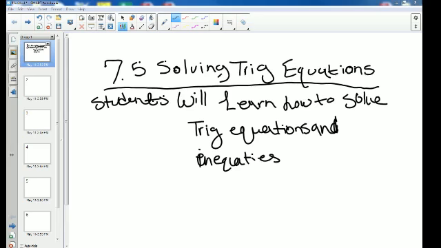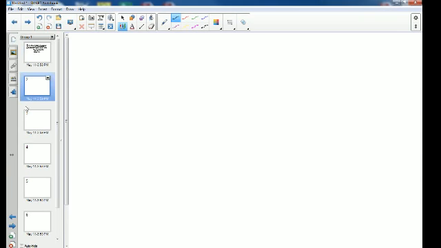Trig equations and inequalities. So far you've learned sine, cosine, and tangent, radians, degrees, and the unit circle, and also the inverses of sine, cosine, and tangent, and cosecant, secant, and cotangent.